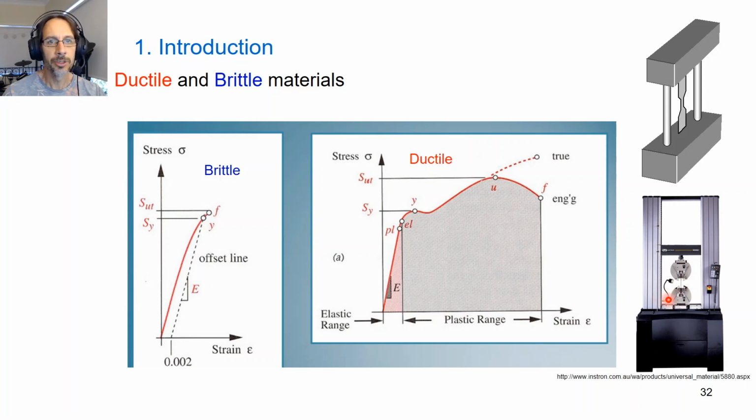And if we measure the load, divide by the cross-sectional area, we'll get stress. And if we measure the deflection and measure the change in deflection over the original length, we'll get the strain. Okay, so that's what we've plotted on this horizontal axis.